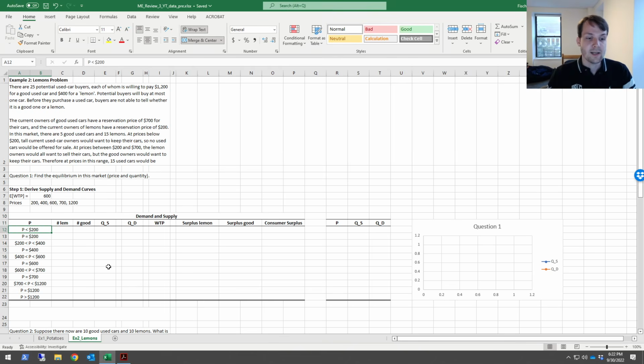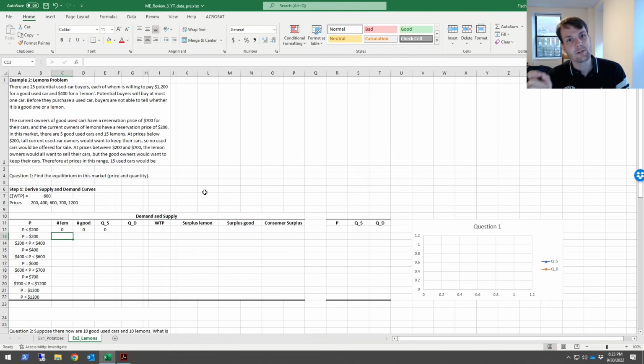So if the price is less than 200, we know that the lemon owners are not going to be willing to sell because they want at least 200. So there's no lemons in the market. The good car owners, they will not sell either because they want at least 700. So none here. The quantity supplied in total, therefore, is 0.